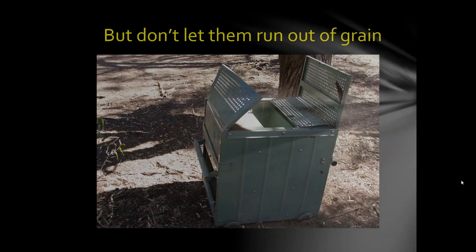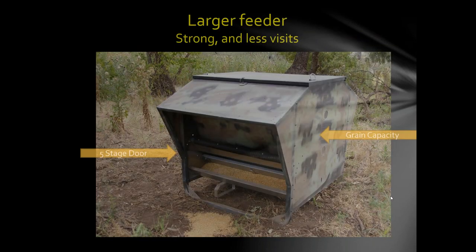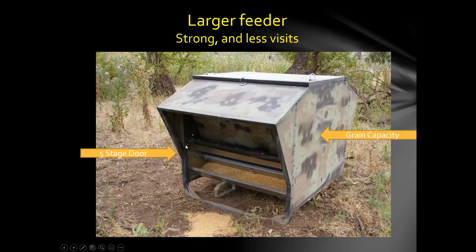This is the hogopper. It ran out of grain and the pigs didn't like it. So they just smashed it and rolled it and tipped it and did everything they could to try and find it. This is a larger feeder. It's got a greater grain capacity. We've got a 5-stage door. And we've shown that this has worked really well. There's a few final modifications that we need to do before we can put it up for approval.